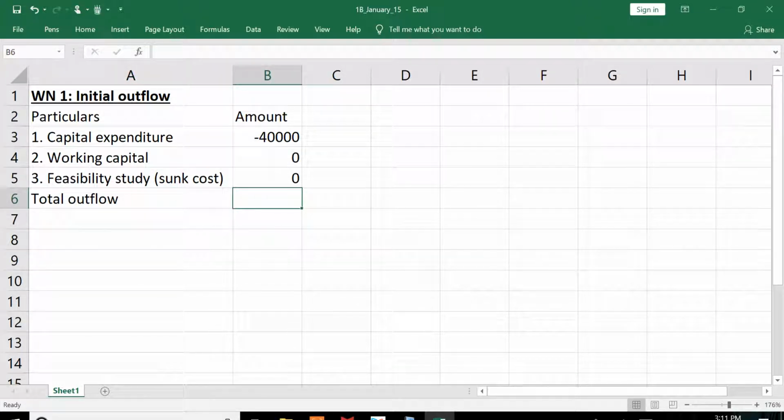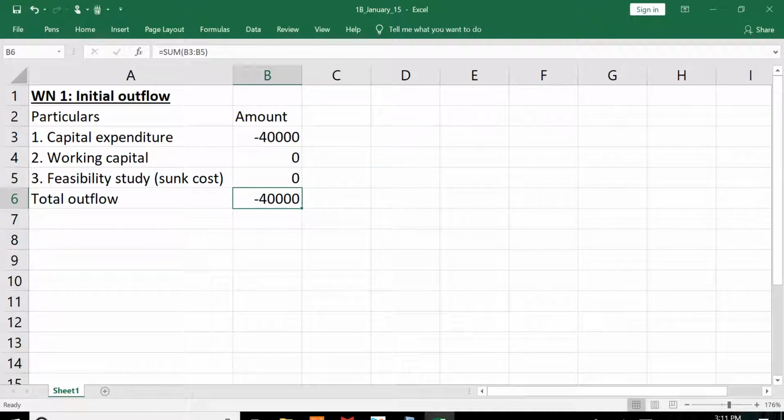This is the total outflow. Sunk cost is something which is already incurred. Before I buy a movie ticket, it's a relevant cost. The moment you have bought the movie ticket, you have made the payment, the cost of a movie ticket is sunk because you have already incurred it. You cannot go ahead and now say, I want to cancel this movie ticket.